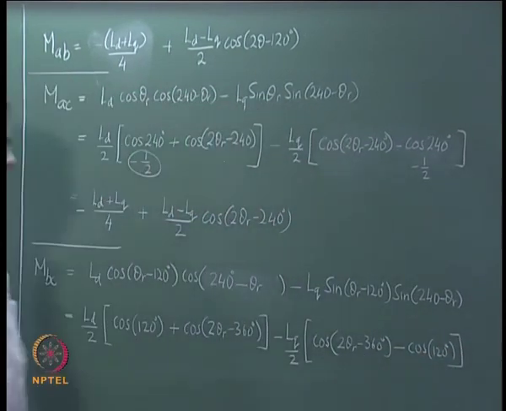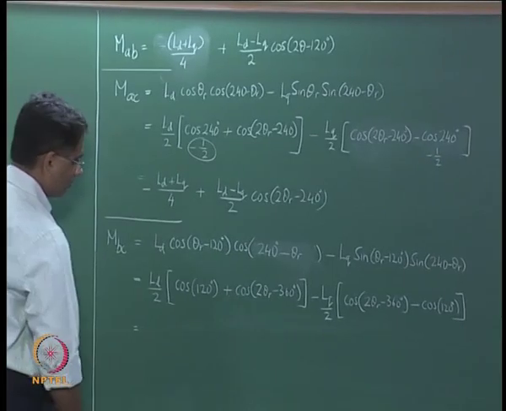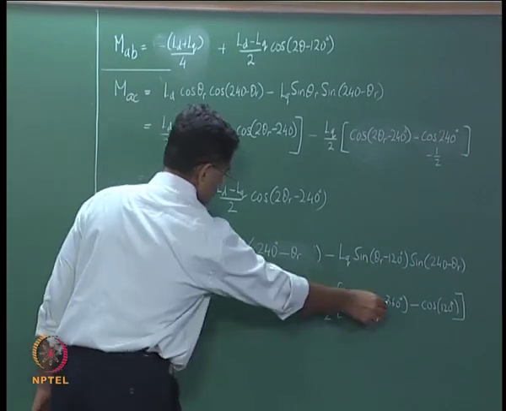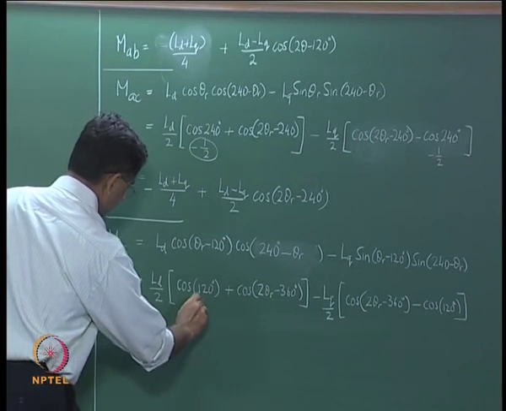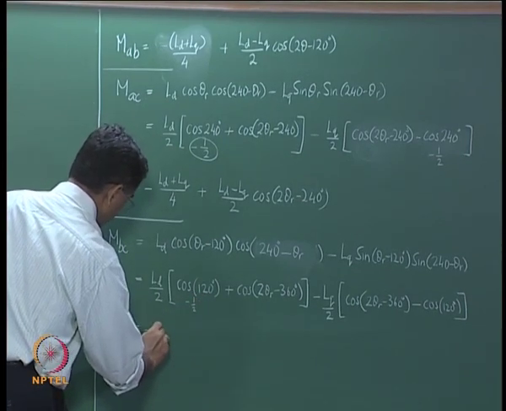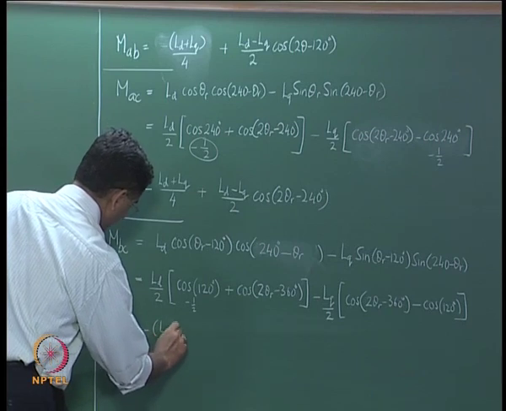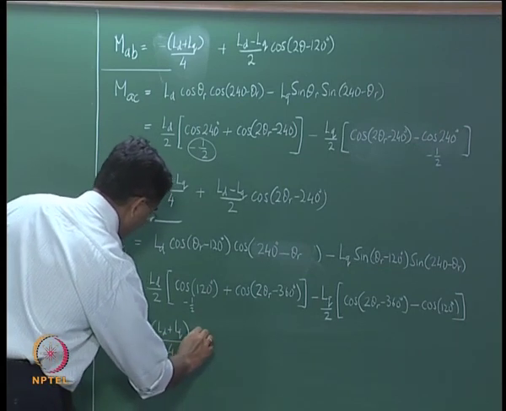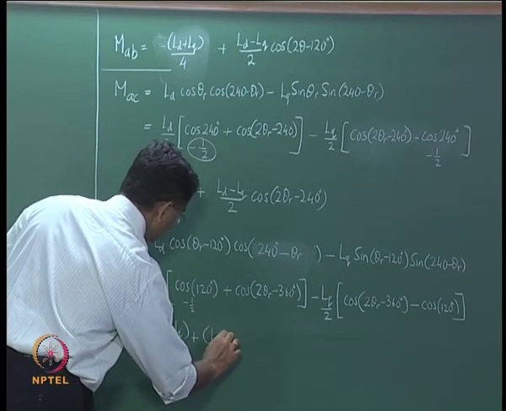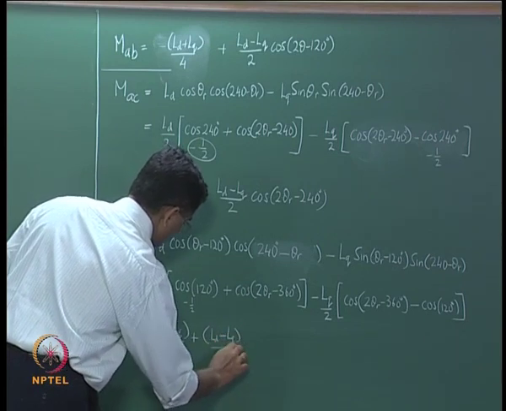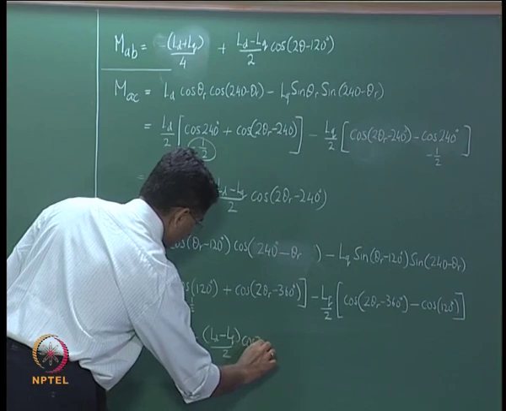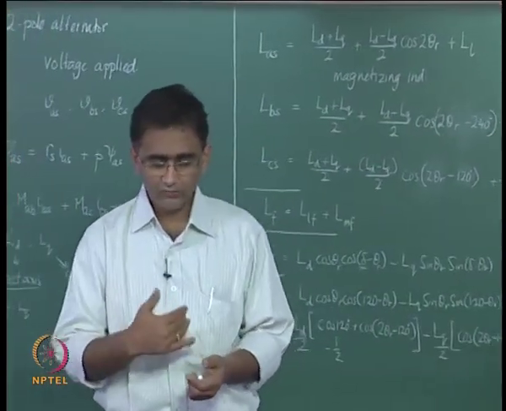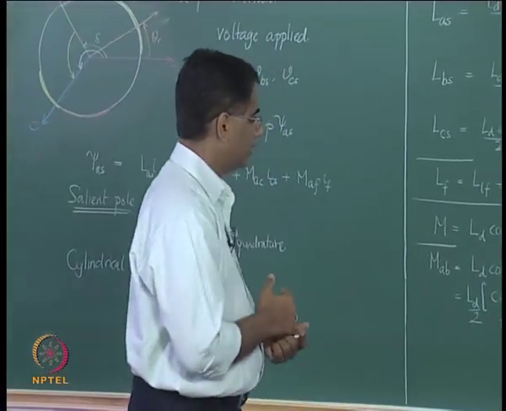That is the expression you get, which then simplifies to 2 theta r minus 360 is nothing but 2 theta r itself. So, that is 2 theta r, and this is as usual minus half. So, you have minus of LD plus LQ by 4 plus LD minus LQ by 2 into cos of 2 theta r. So, that is then the expression for the mutual inductance between the B and C phases.